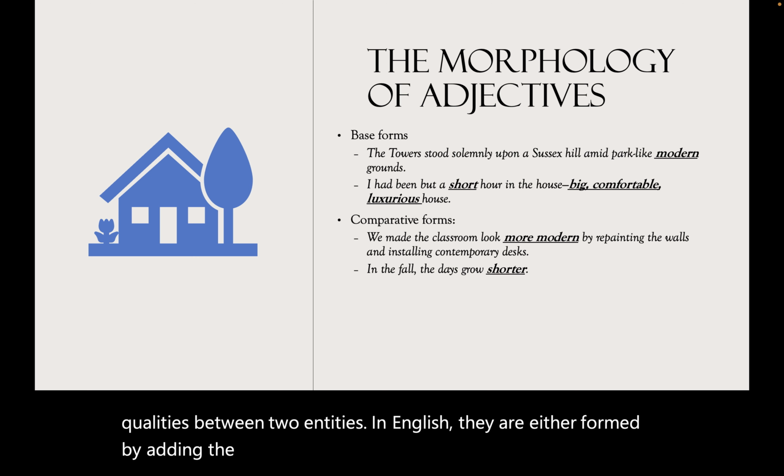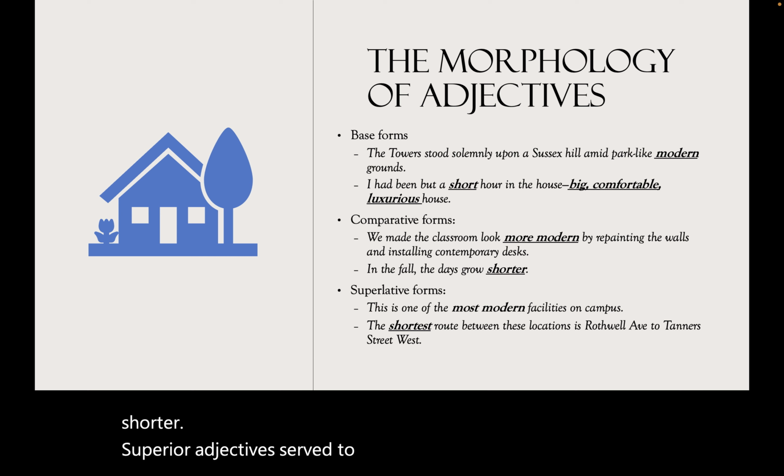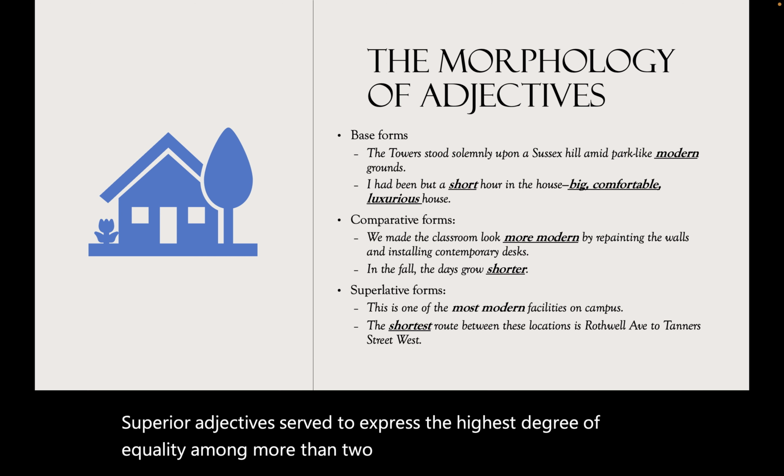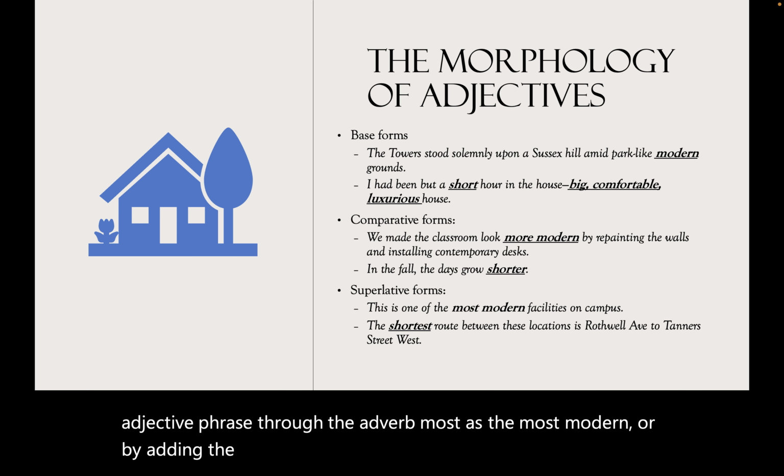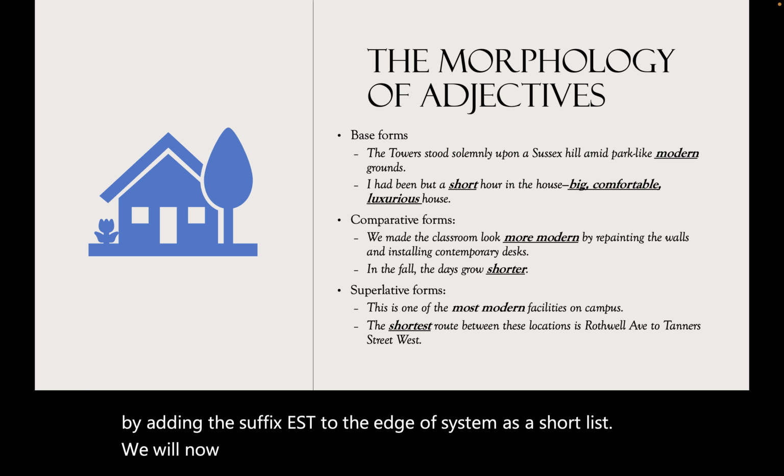Superlative adjectives serve to express the highest degree of quality among more than two entities. In English, they are formed either by modifying the head adjective in the adjective phrase with the adverb most, as in most modern, or by adding the suffix -est to the adjective stem, as in shortest. We will now move on to the discussion of adverbs.